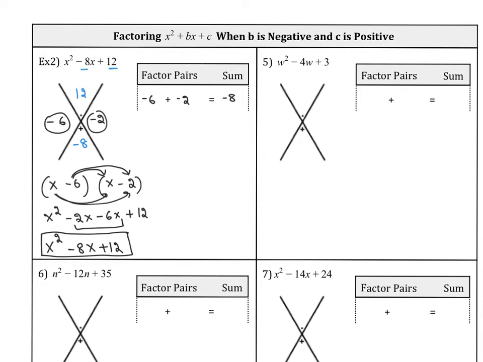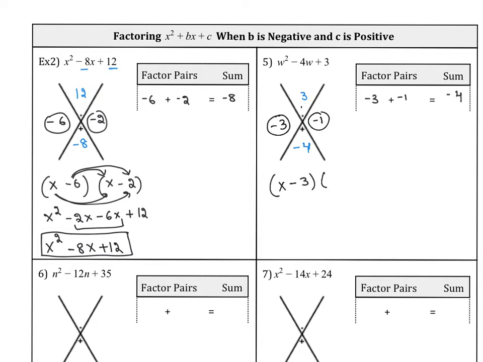Similarly, for number 5, the multiplication is 3, the addition is negative 4. So the two numbers you are looking for: when you multiply them, you get 3, and when you add them, you get negative 4. They are negative 3 and negative 1, because when you add them, you get negative 4.